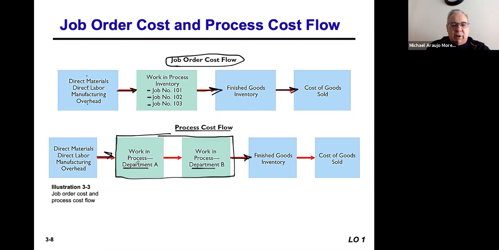Once Department A puts its parts together, sends that over to Department B, they put their parts together, it's ready to go, right? Finished goods inventory, and then it's ready to be sold, and it gets transferred. So this is basically going to be the big difference in this chapter versus the previous chapter.